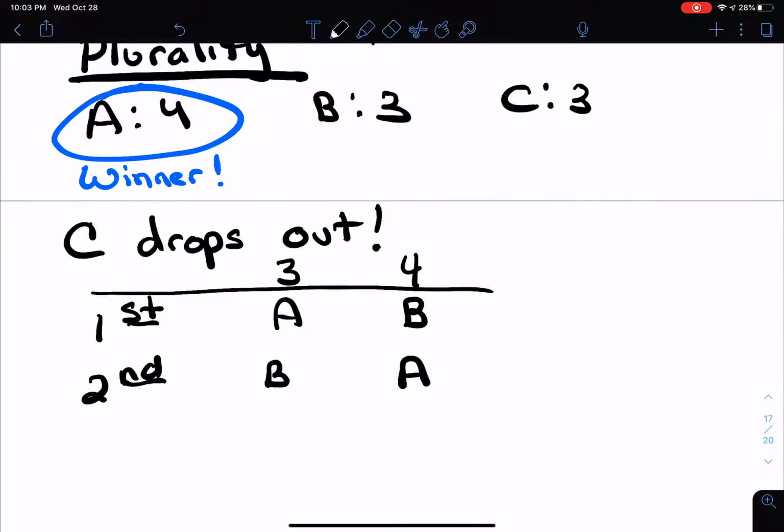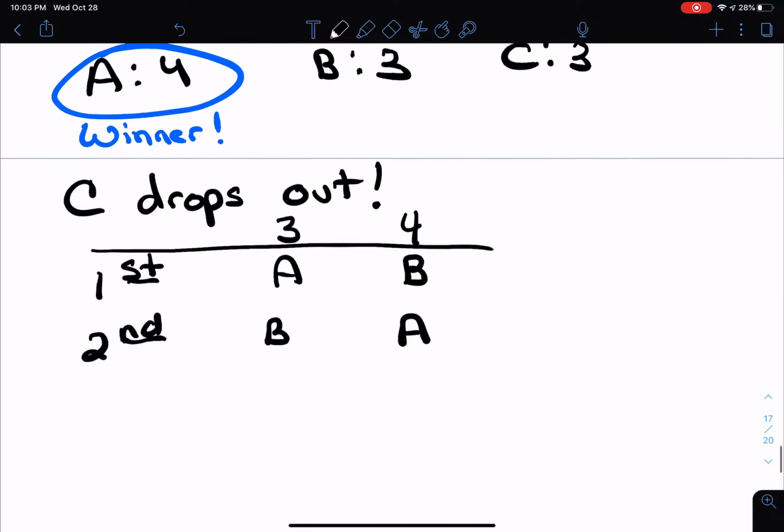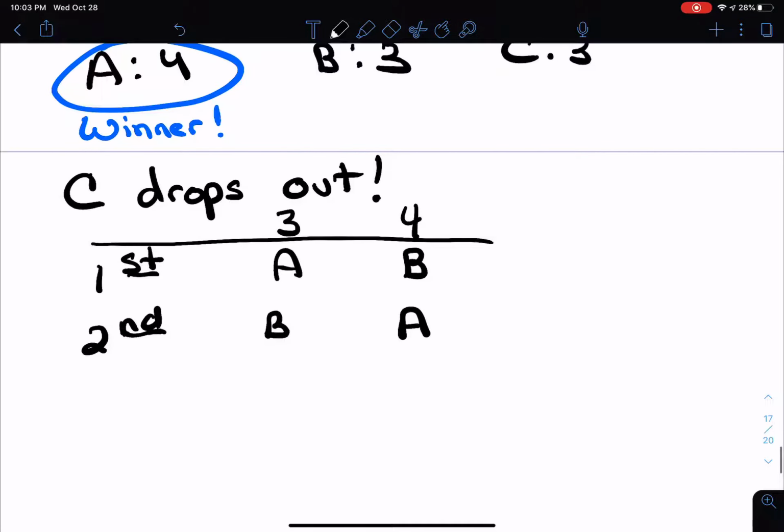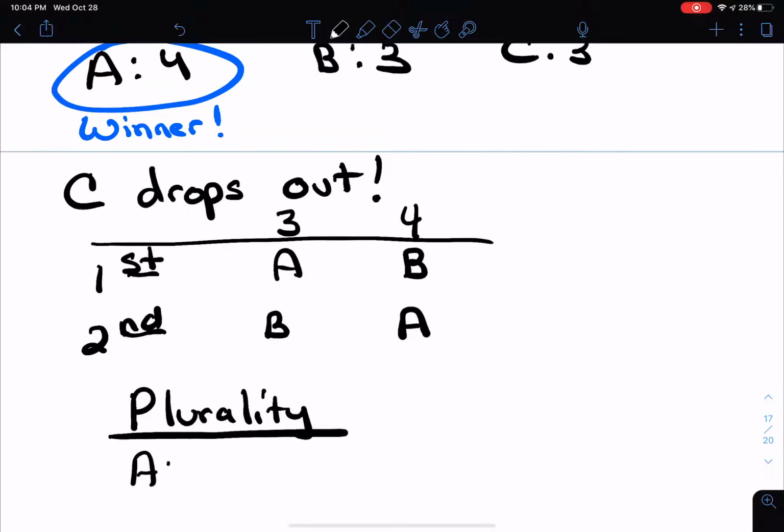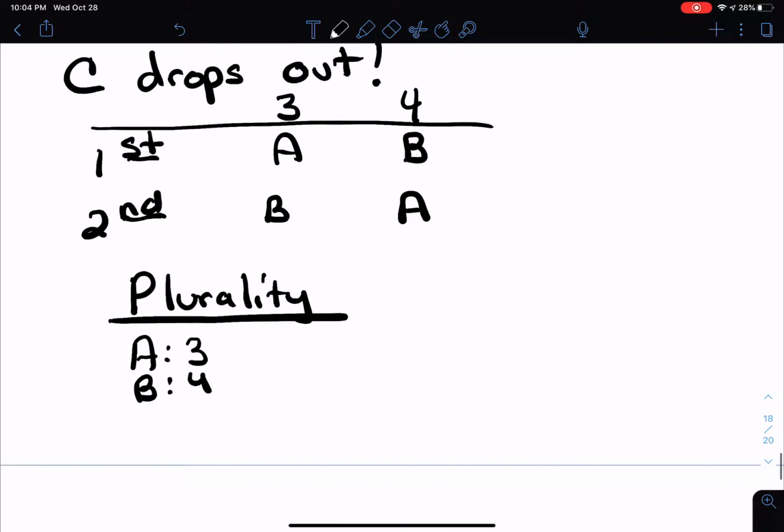All right, so what happens now? By plurality again, we now have A has 3 votes. B has 4. B has over half.